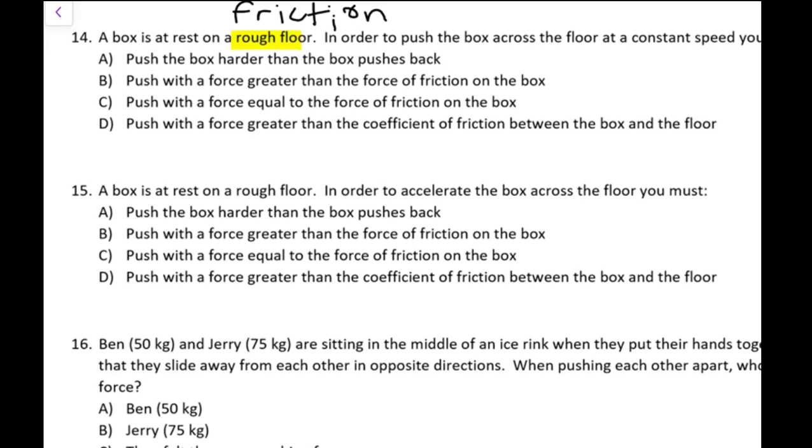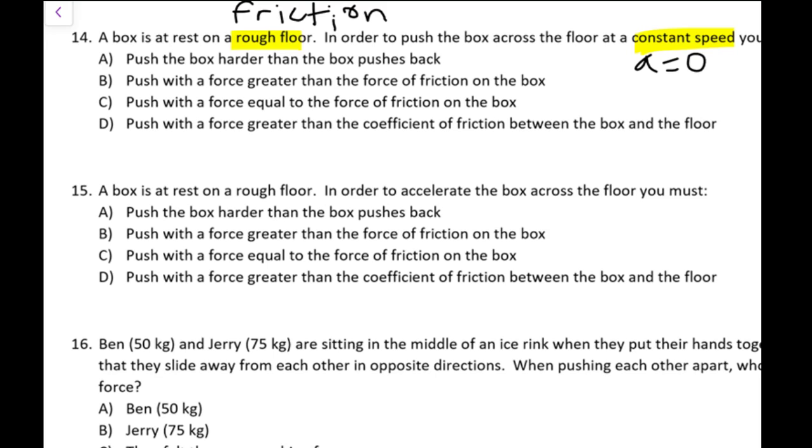In order to push the box across the floor at constant speed, which implies that acceleration is 0, you must do which of the following: push the box harder than the box pushes back, push with a force greater than the force of friction on the box, push with a force equal to the force of friction on the box, or push with a force greater than the coefficient of friction between the box.